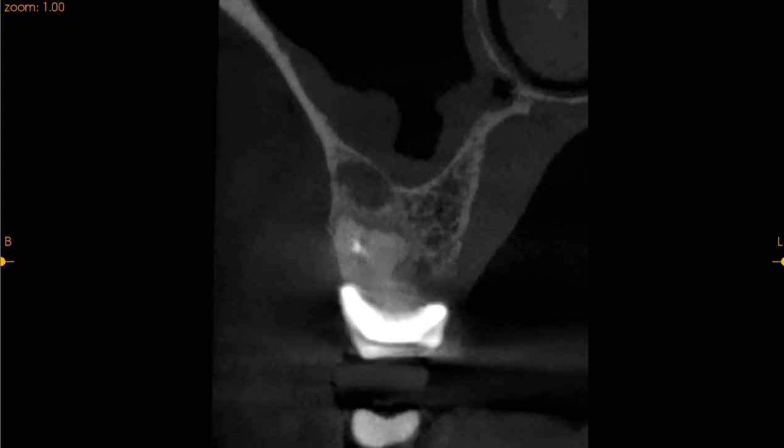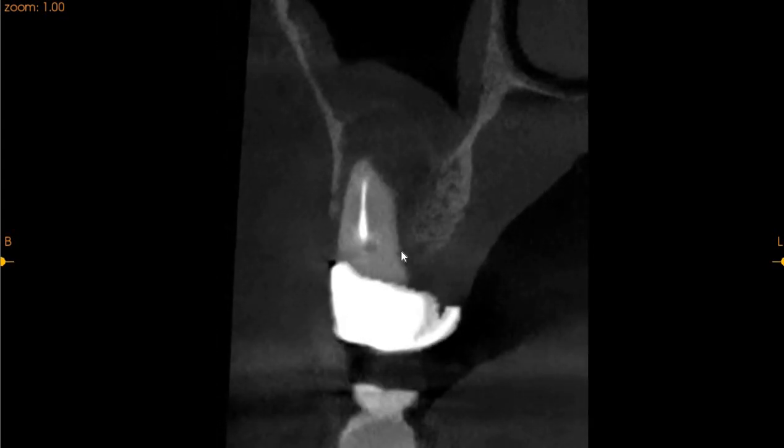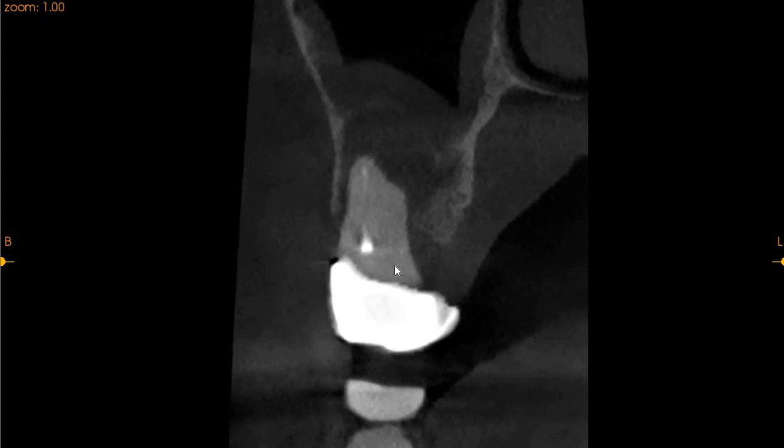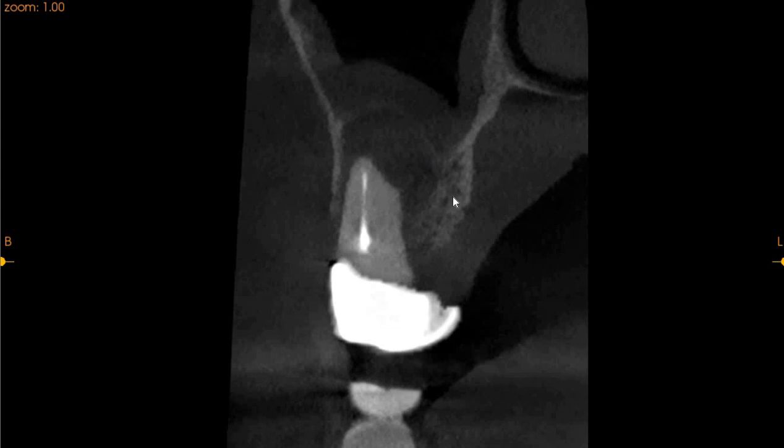Moving to the upper right 7. So this is the mesial root of the upper right 7. Again, MB2 seems to have been missed, major periapical radiolucency resulting in sinusitis, perforation of the cortical plate, and this huge cyst can be seen, this huge radiolucency can be seen associated, and it's also resulting in the external resorption of the root close to the apex.